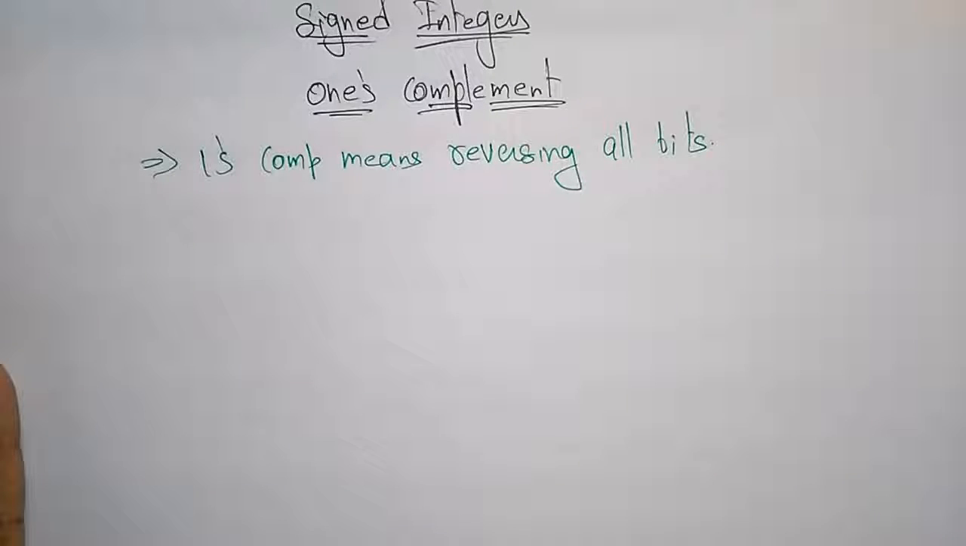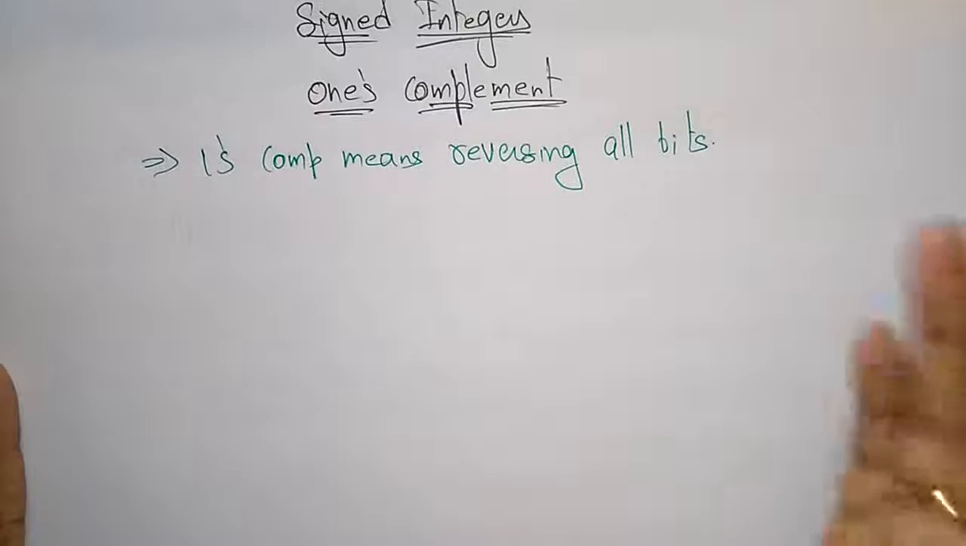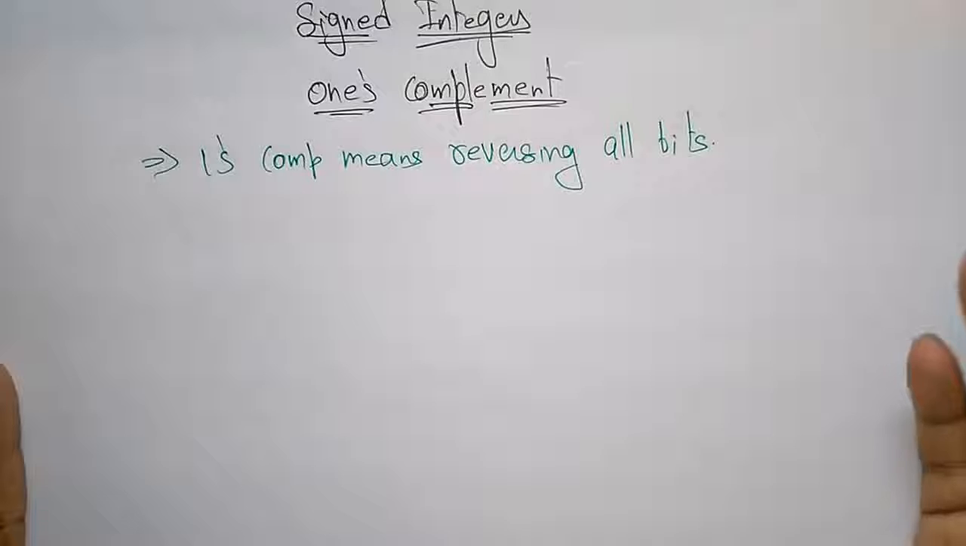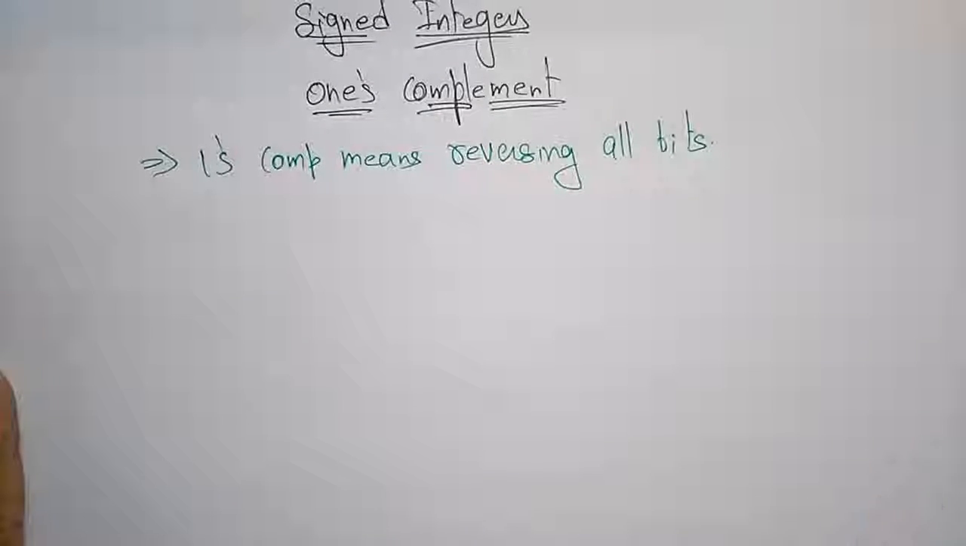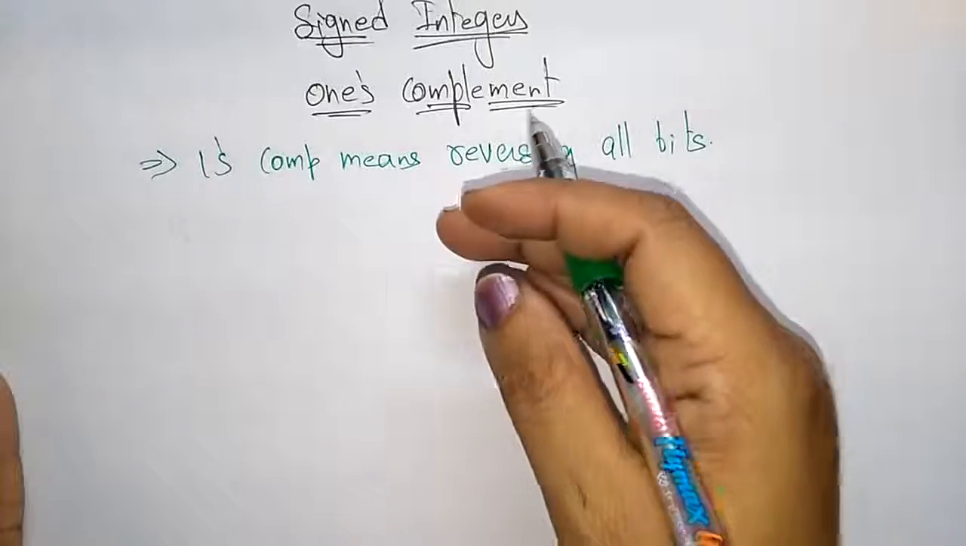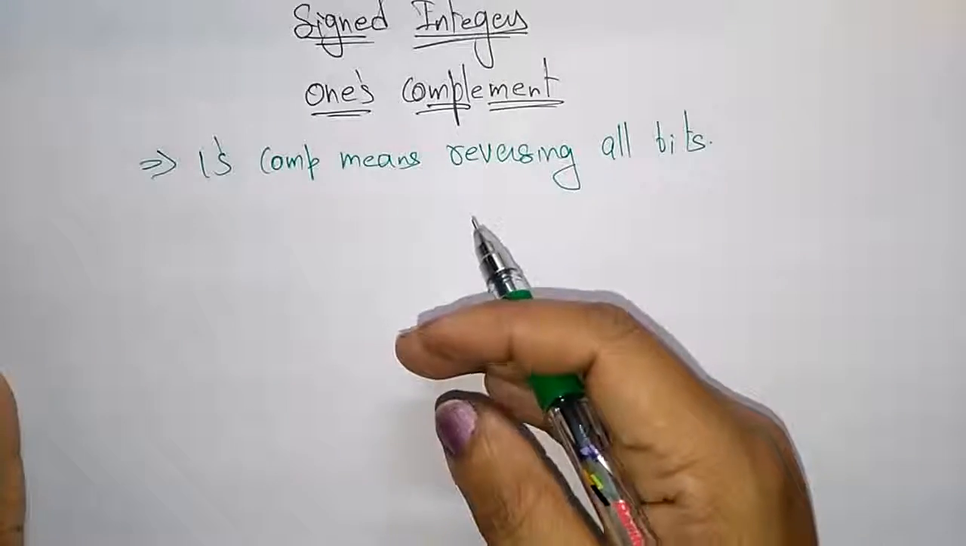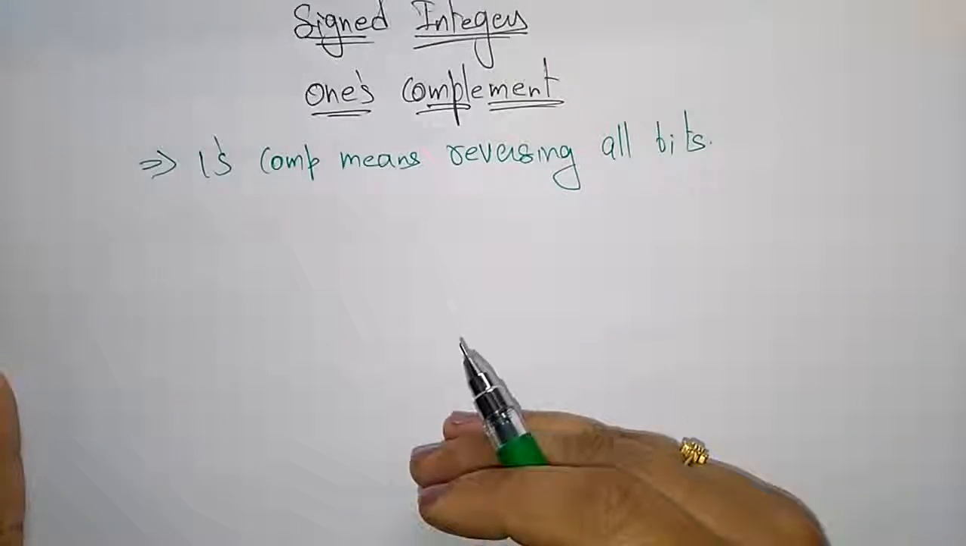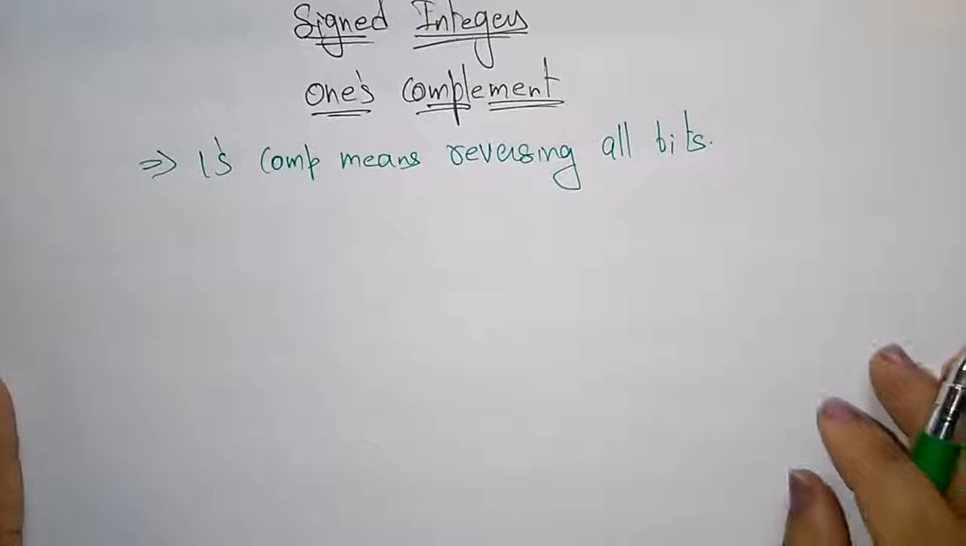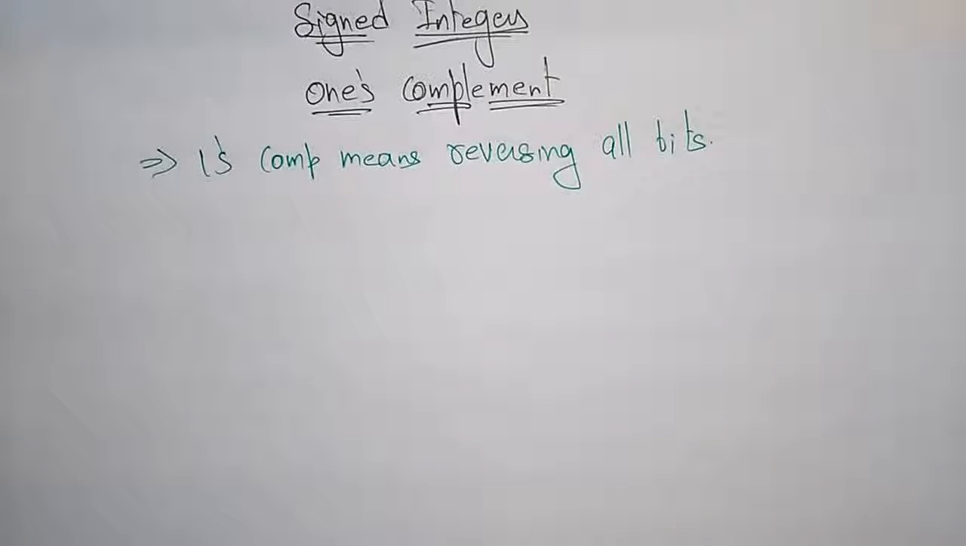If you take the ones complement of a number and then take the ones complement again, that is, twice, you will get the original number. Now let us see the examples for this.